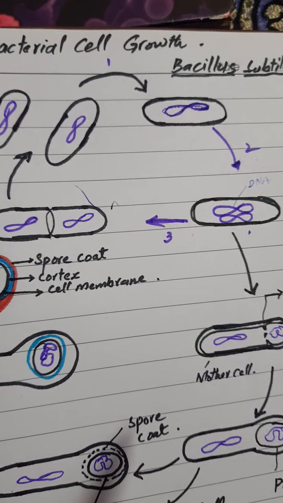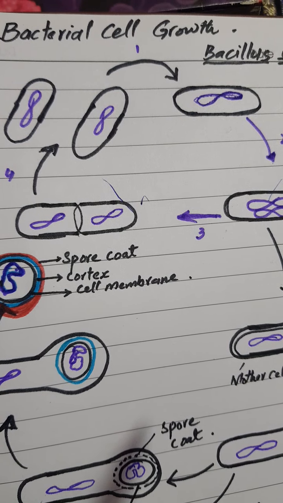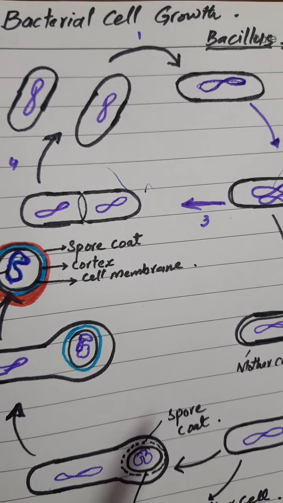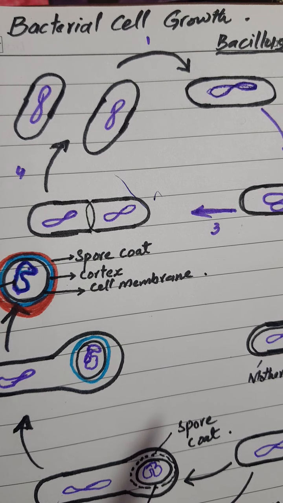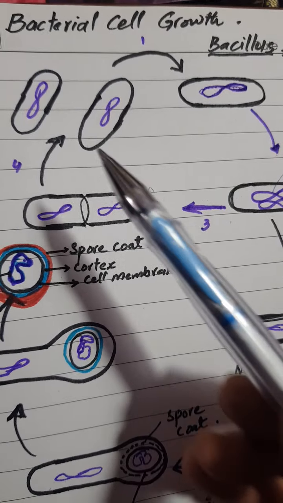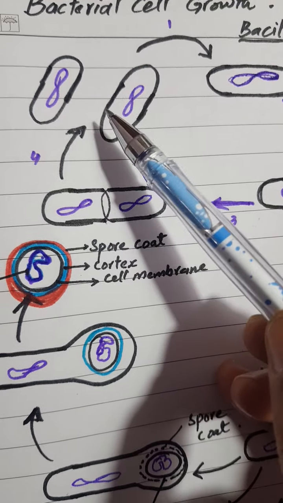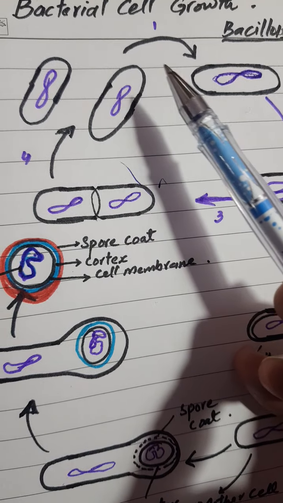Example of Bacillus subtilis. So growth has two meanings in the bacterial life cycle. One meaning is the irreversible increase in size. If you look at this diagram here, these are the bacterial cells which have just formed through binary fission, and they have undergone growth.